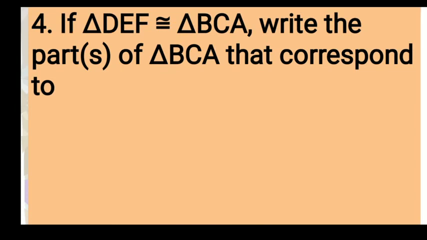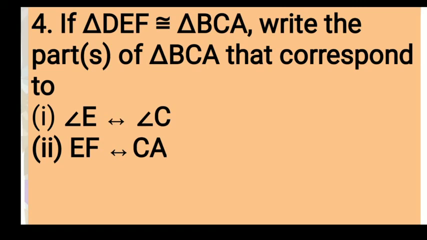Now next, if triangle DEF is congruent to triangle BCA, write all the parts of triangle BCA that correspond to the parts of DEF. Now we are going to see what the corresponding parts are. Angle E corresponds to angle C. Angle E and angle C, see, they are both in the middle of the triangle.